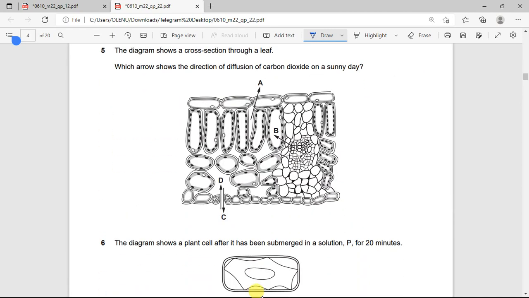Now, they say the diagram shows a cross section through a leaf. Which arrow shows the direction of diffusion of carbon dioxide on a sunny day? On a sunny day, you expect carbon dioxide to move into the leaf through the stomata. So, D.